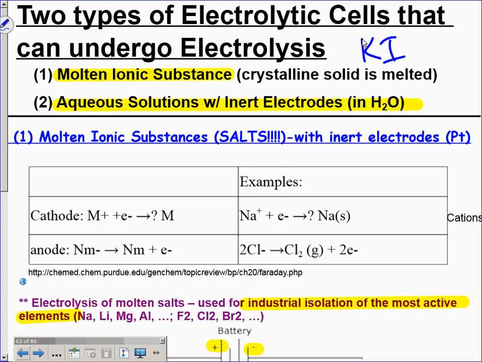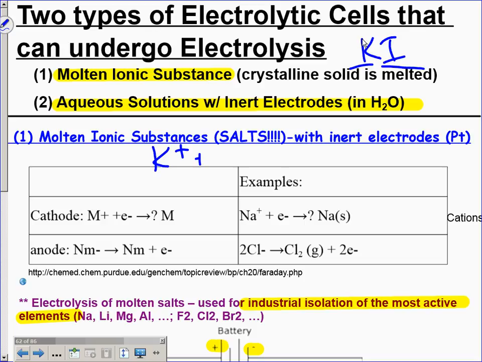So if I have a molten salt, there's nothing there but that K+ and that I-. Nothing else. So if you're trying to figure out which ion is going to be of interest to the cathode and which is going to be of interest to the anode, you just have to think about what can they do. What can potassium ion do? It can only do one thing. Can it gain or can it lose electrons? It can only gain electrons because it doesn't have any more electrons to lose.